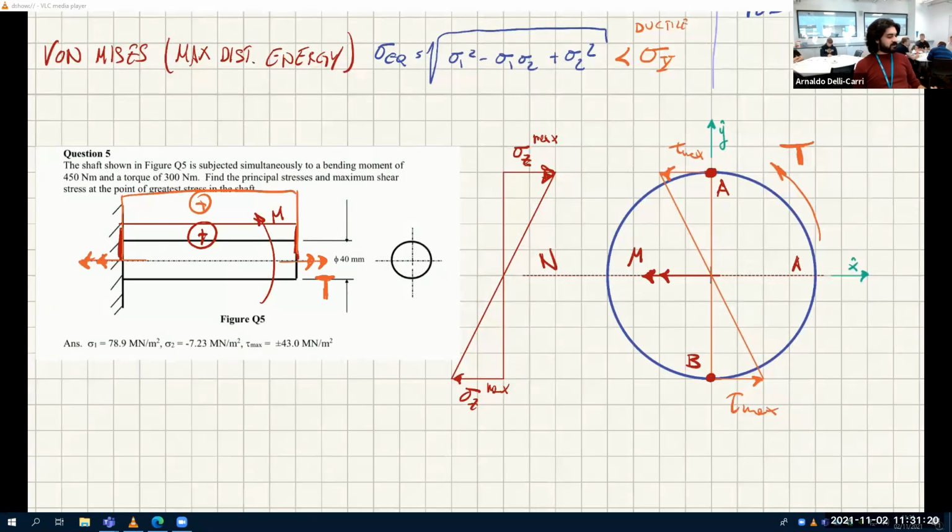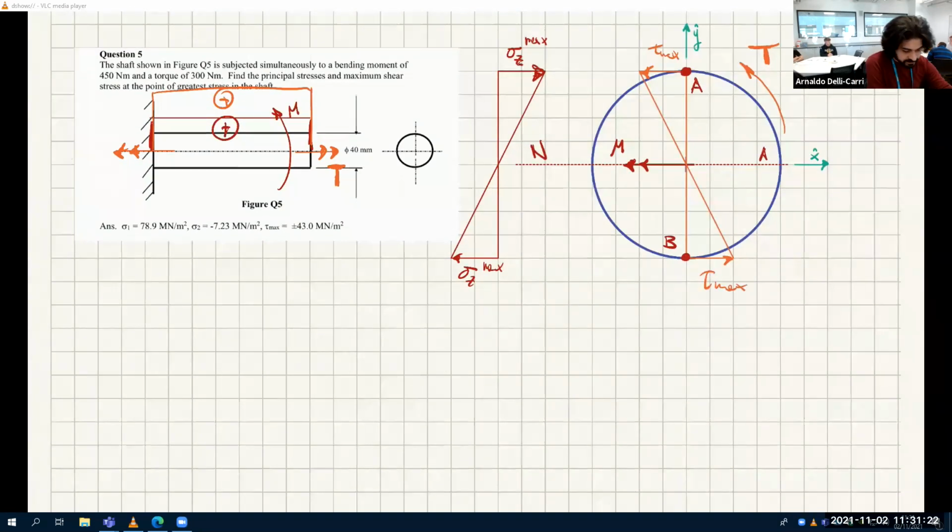Can you show this on the infinitesimal element? Yes, of course we can. So let's do this on the infinitesimal element. Let me move this around.